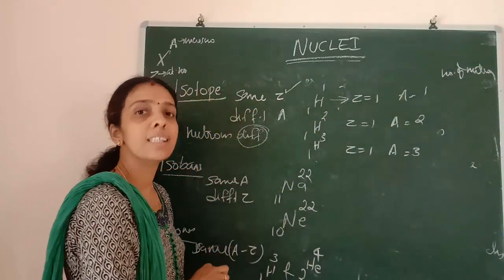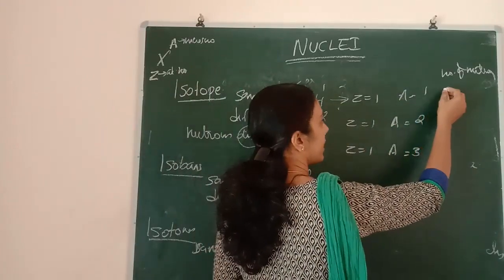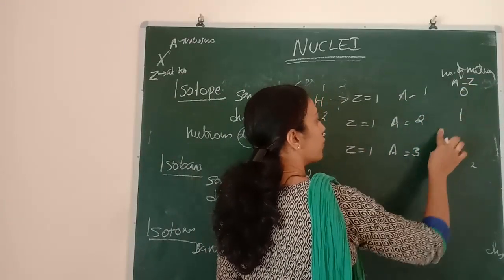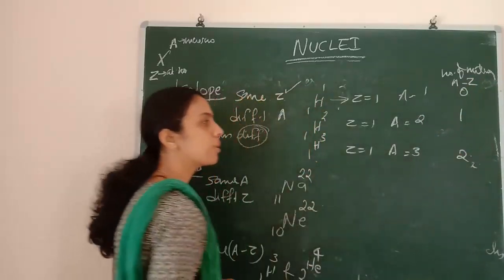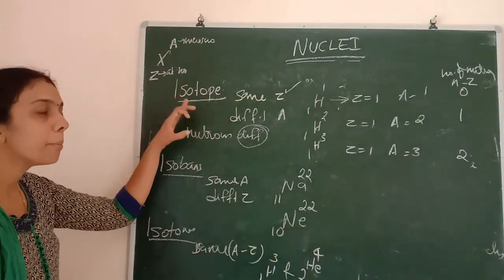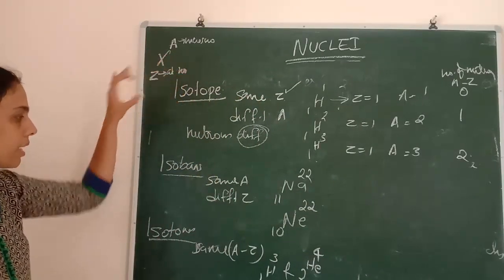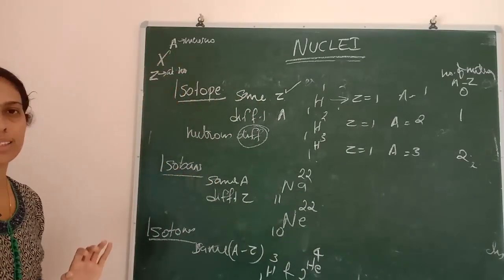A minus Z is the number of neutrons. So here the number of neutrons is 0, here it is 1, and here it is 2. So the number of neutrons will differ in isotopes. Okay, so next is isobars.